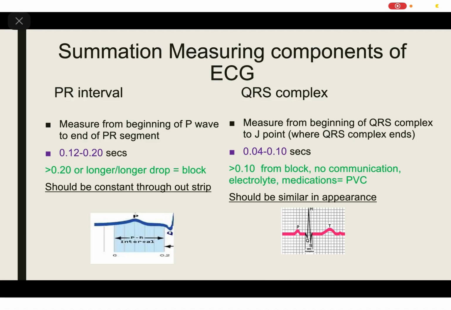There could be something called QT prolongation. This is where you would find it. From the Q to the T, if that QRS is looking real wide, then we may be having some problems.